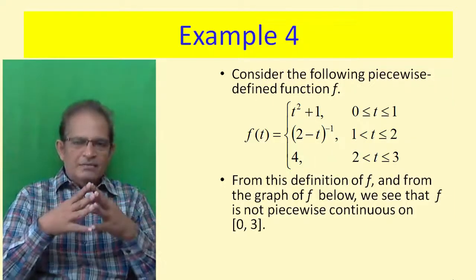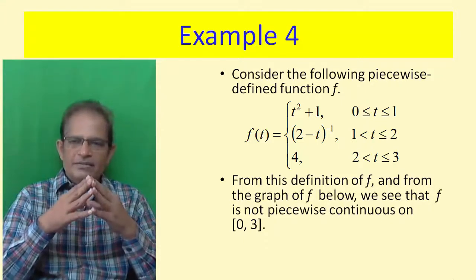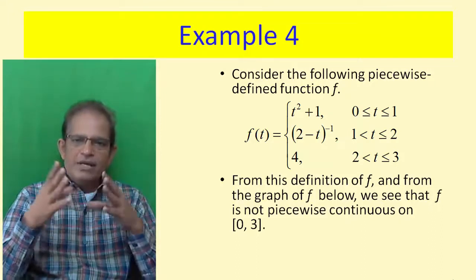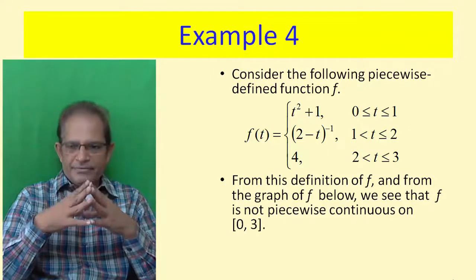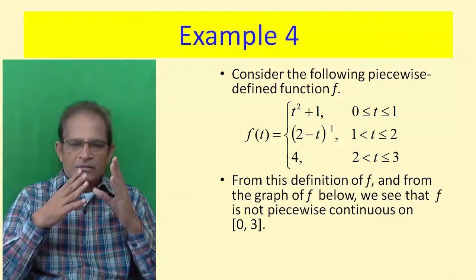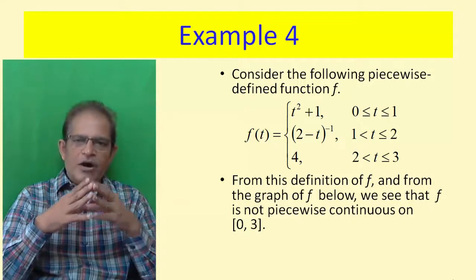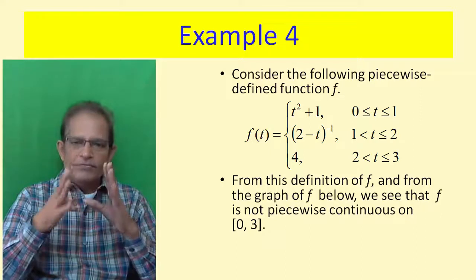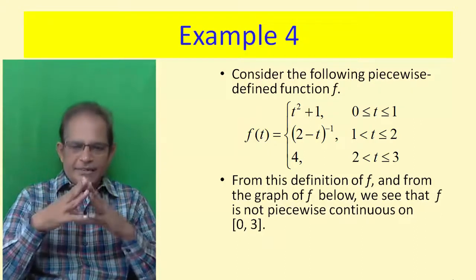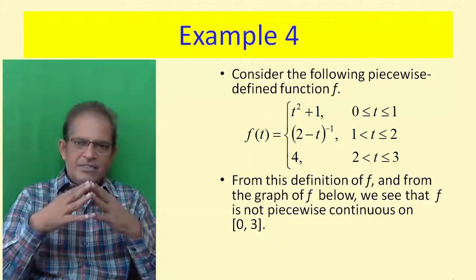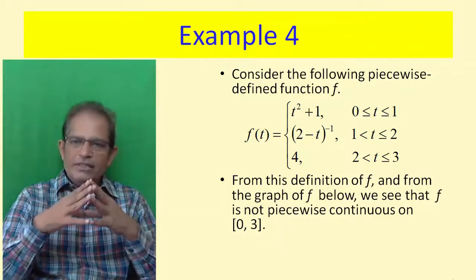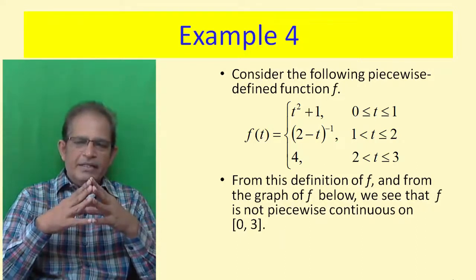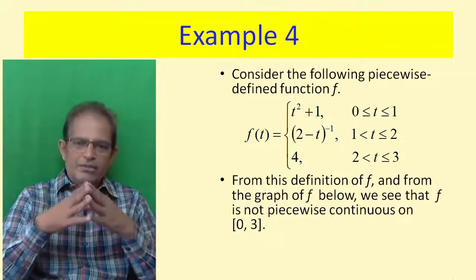Now another function, a piecewise continuous function. f of t is equal to t square plus 1 between 0 and 1; (2 minus t) whole power minus 1 between 1 and 2; and it is 4 between 2 and 3. So here in the first case t square plus 1, both 0 and 1 are included in the interval. In the second case 1 is excluded, 2 is included. In the third case 2 is excluded, 3 is included.